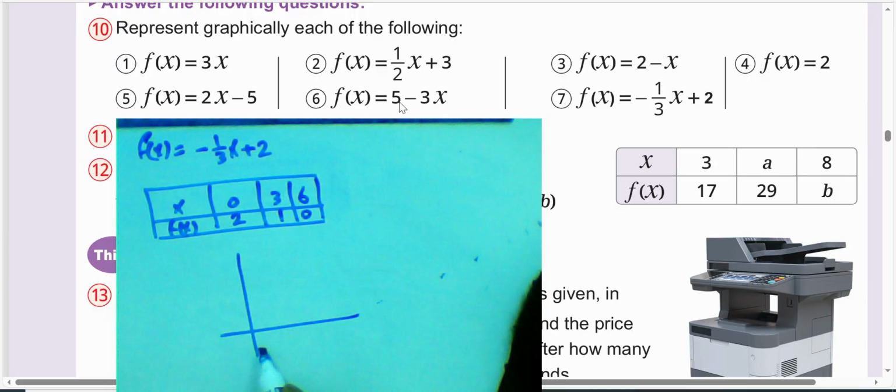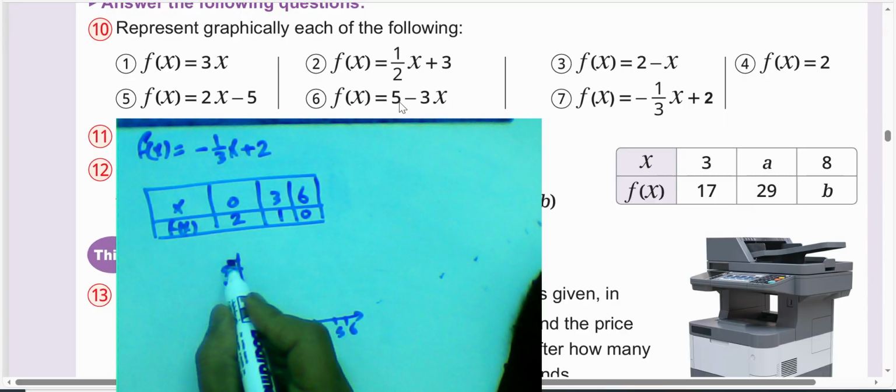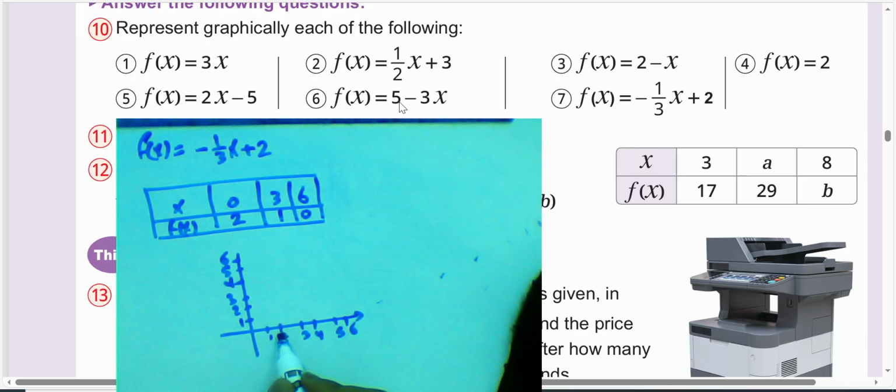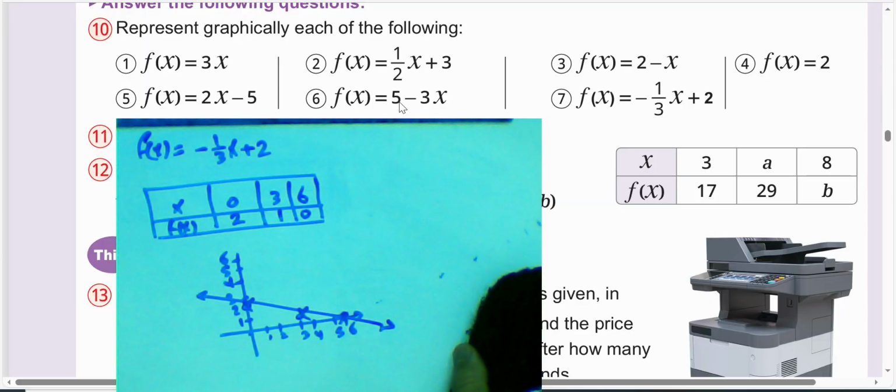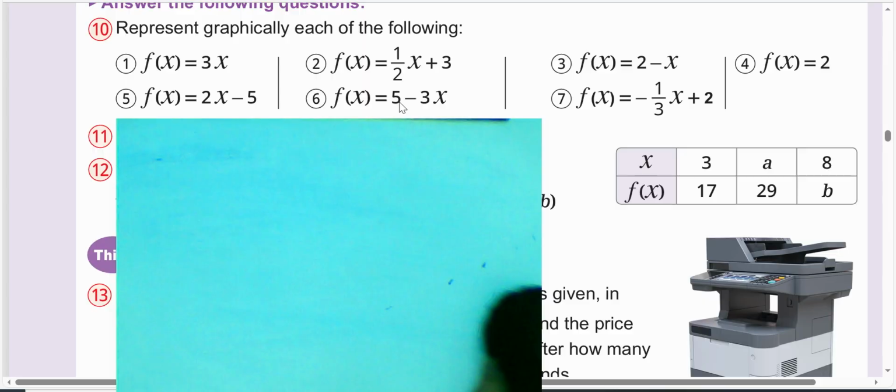Then we can draw here vertical. We have 1, 2, 3, 4, 5 and 6. We have 1, 2, 3, 4, 5 and 6. 0 with 2 and 3 with 1 and 6 with 0. The straight line must pass through the 3 points here. This is question number 7. Okay, next question down.